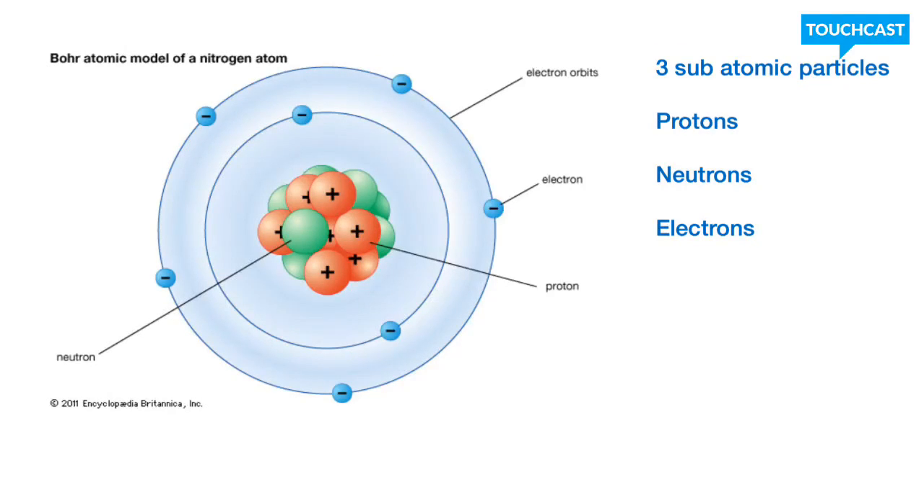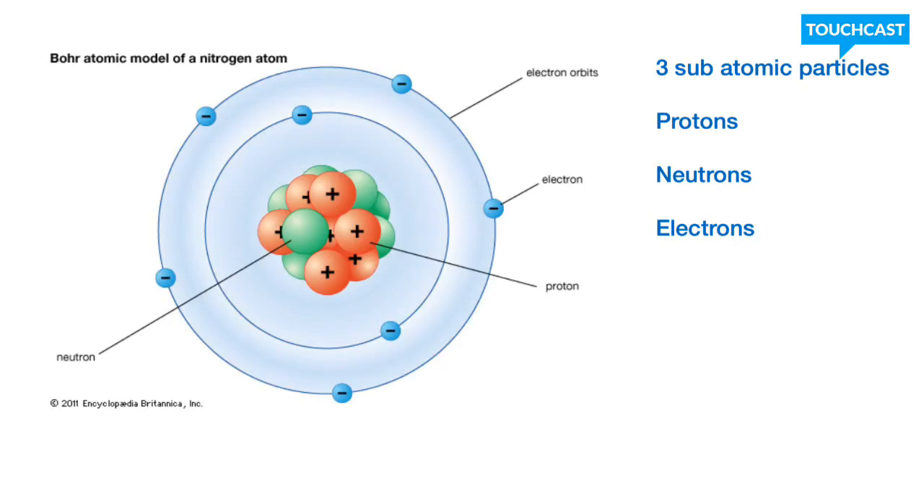Today we're going to be going over the three subatomic particles and basically their mass, their location, and their electronic charge. So let's go ahead and look at those three. Alright, please write down protons, neutrons, and electrons on a piece of paper.